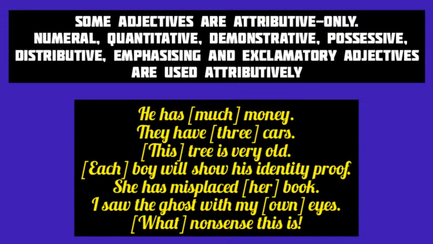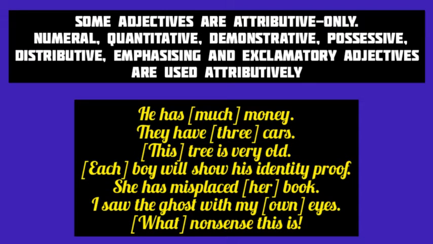As you know, there are different kinds of adjectives in English grammar, and some adjectives are used attributively only. I mean, these adjectives are placed only before the nouns they describe in the sentence. Numeral, quantitative, demonstrative, possessive, distributive, emphasizing, and exclamatory adjectives are always used attributively. Now see some examples of different kinds of adjectives used attributively.